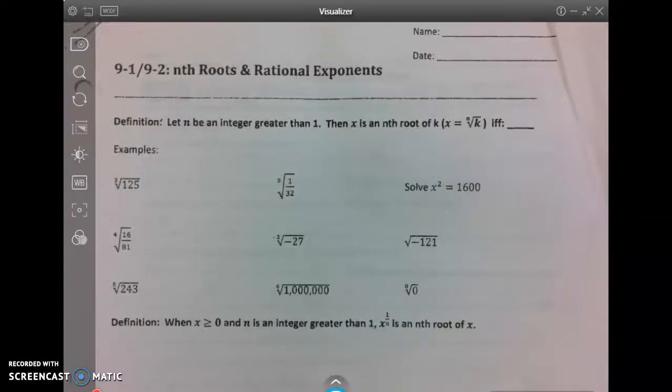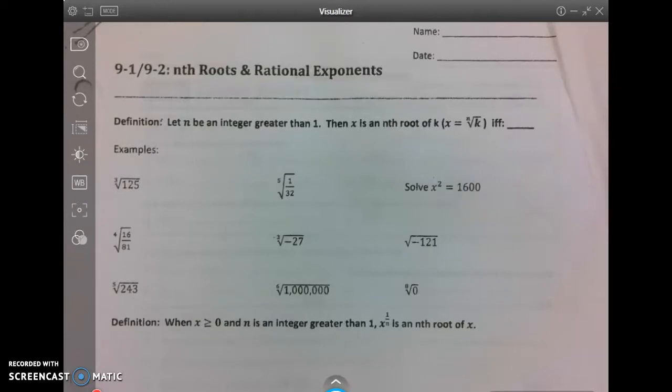Well, this is kind of exciting because this is our last unit for the year. And it's on roots and rational exponents. We're going to be doing logarithms, but we're starting off with roots and rational exponents. Let's start off with our definition.